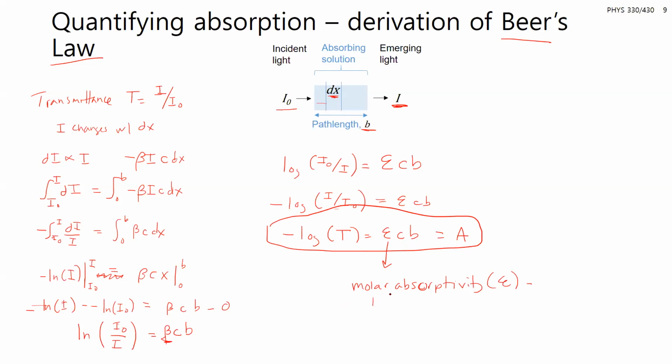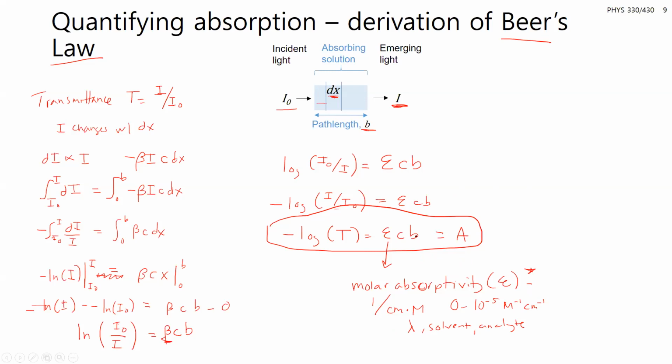And this has units of 1 over centimeters times molarity, which are the typical units. And it is a value that's a property of whatever molecule you're measuring. It typically ranges from 0 to 10 to the 5th inverse molar centimeters. And this is dependent on wavelength, it's dependent on the solvent, and it's dependent on the analyte. So if you're doing an absorption measurement, this is something you need to look up and know about your sample.